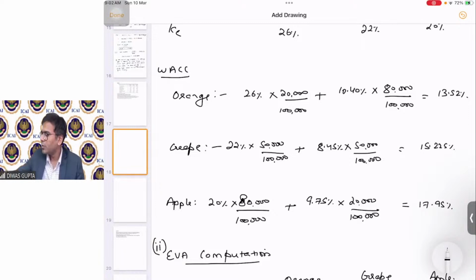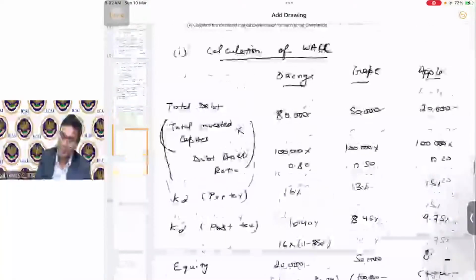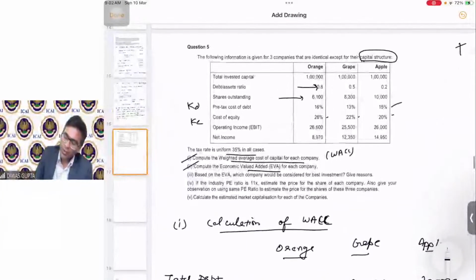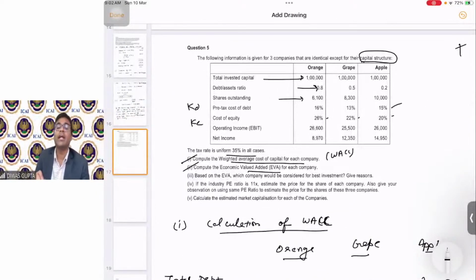No, so Satya, okay, I now got your query. Satya is asking it should be 1 lakh divided by 1,80,000, instead of this. No, Satya, it cannot be like this. Why? Because the total invested capital itself is 1 lakh. It is not shareholders' capital. It is the total capital. Out of that, 0.8 is debt and 0.2 is equity.